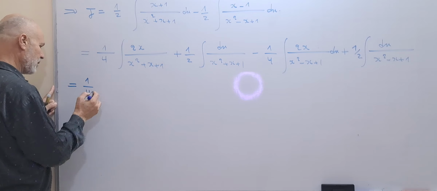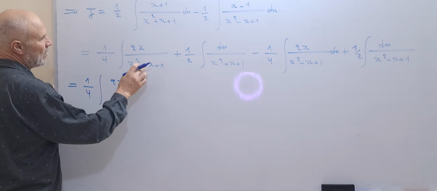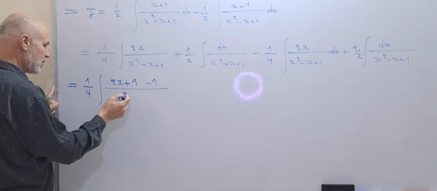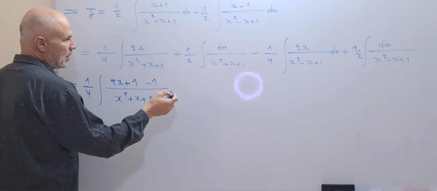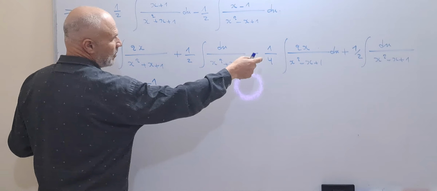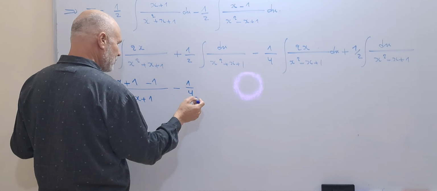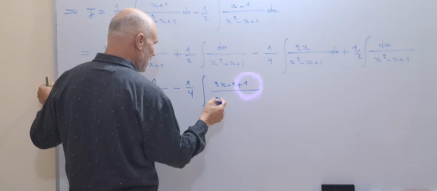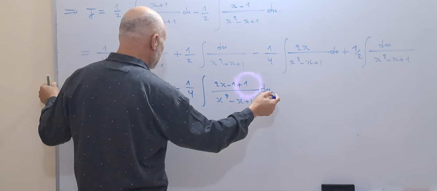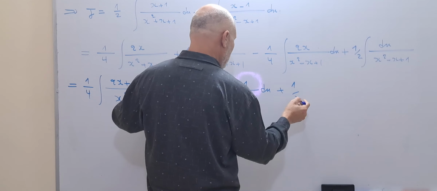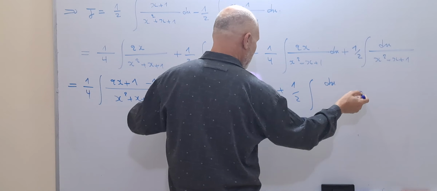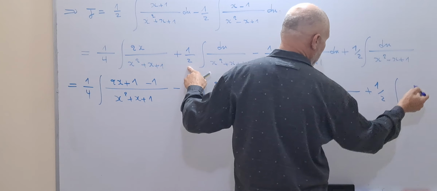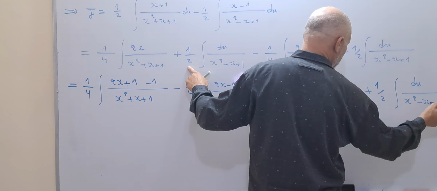This is equal to 1 over 4, the integral, 2x plus 1 over x squared plus x plus 1, since the derivative of this polynomial is 2x plus 1, so we add 1 and we take off 1, minus 1 over 4, the integral, 2x minus 1 plus 1 over x squared minus x plus 1 dx, plus 1 over 2, the integral, dx over x squared plus x plus 1, plus 1 over 2, the integral, dx over x squared minus x plus 1.